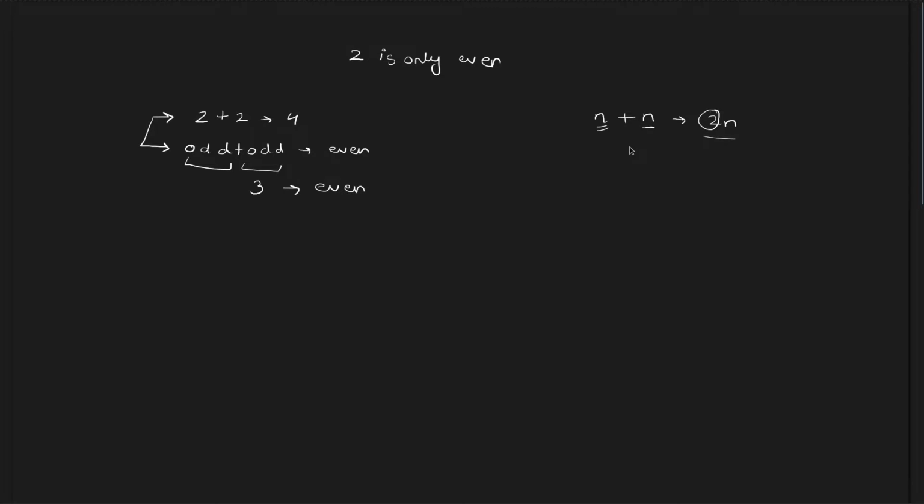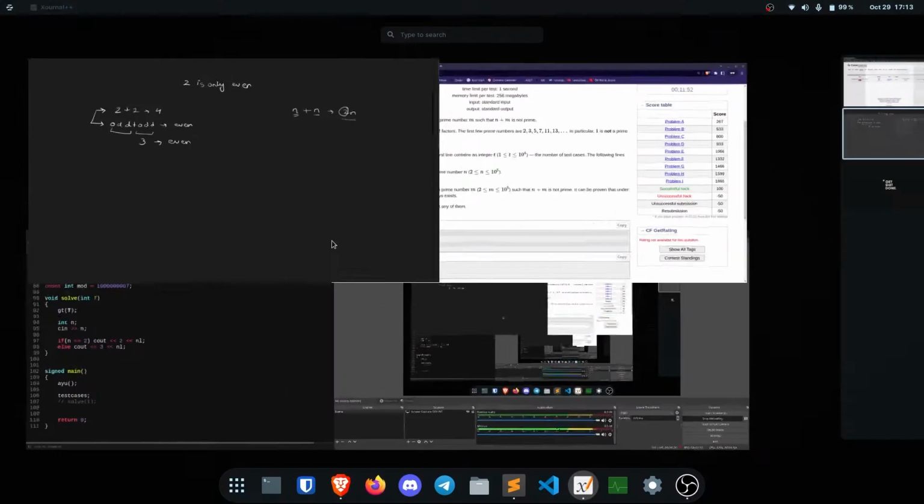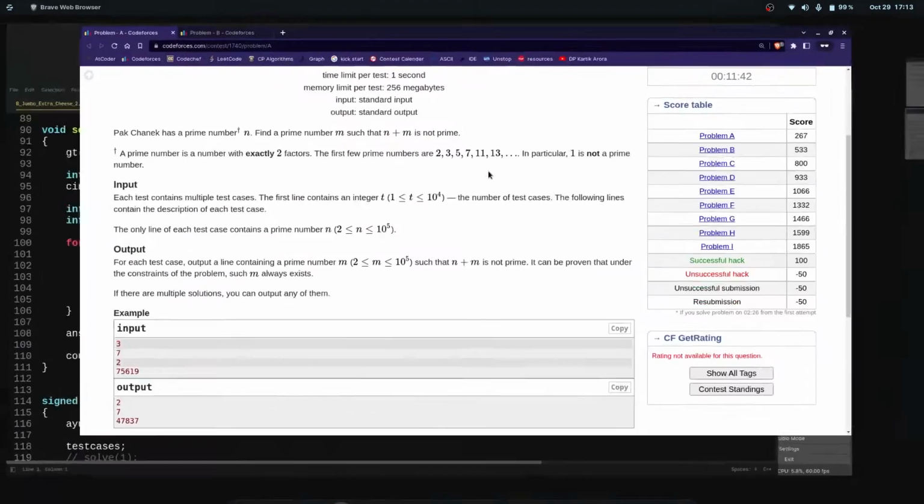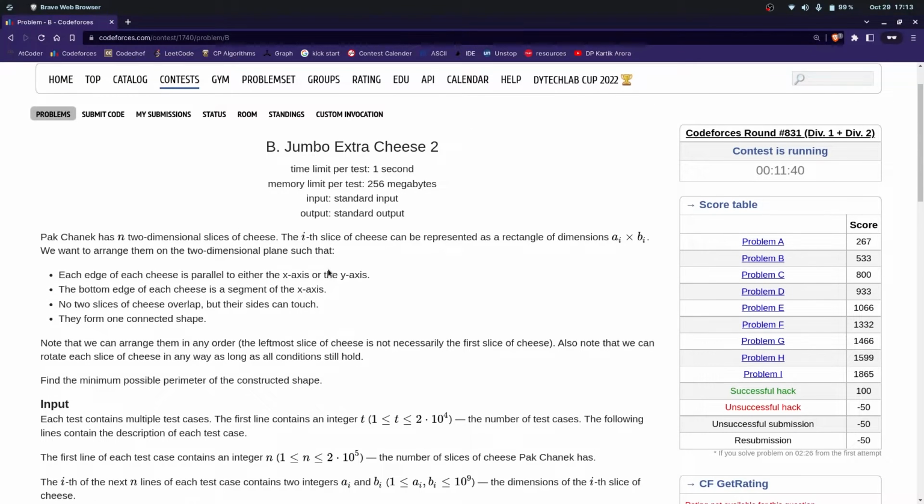Either you can just print the number n itself, or you can form two cases. If n is equal to 2, you can just print 2. In any other case, you can just print 3, right? So this is the solution for the first question. I have taken the input n, and for n equal to 2, I have printed 2, otherwise I have printed 3.